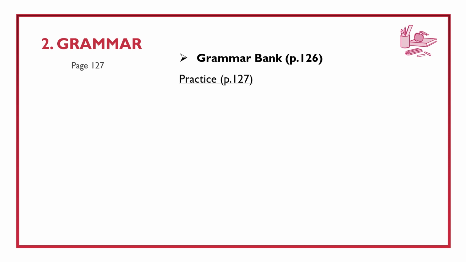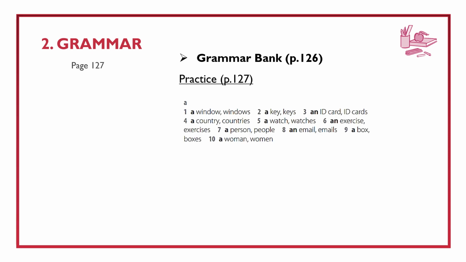Let's check now. So a photo, photos. Number one, a window, windows. Number two, a key, keys. Number three, an ID card, ID cards. Four, a country, countries. Remember IES. 5, a watch, watches, remember ES.